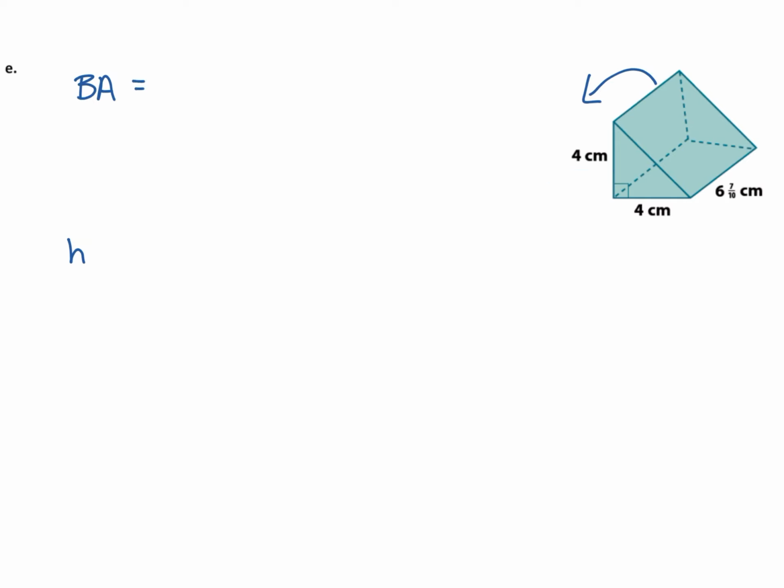So if the triangle is now on the bottom, we are using the base area of a triangle. And the formula we use for a triangle is half times the length and the width, or the base and the height of the triangle. And the height of the whole prism, once we stand it up, is now 6 7/10, which you can rewrite as 6.7, because this is in the tenths place, so we would have a 7/10.